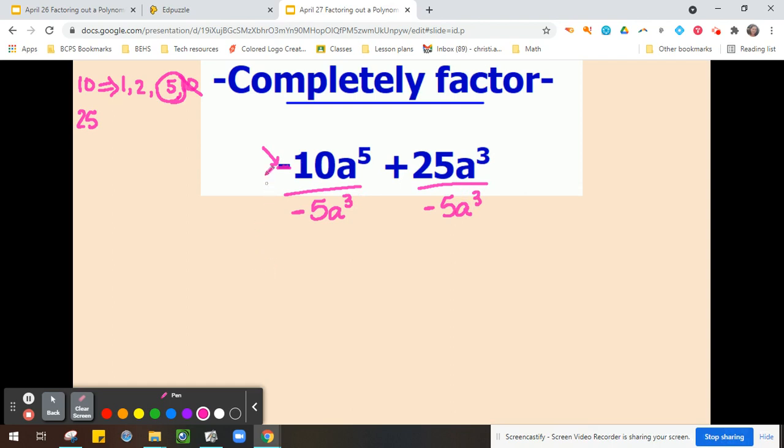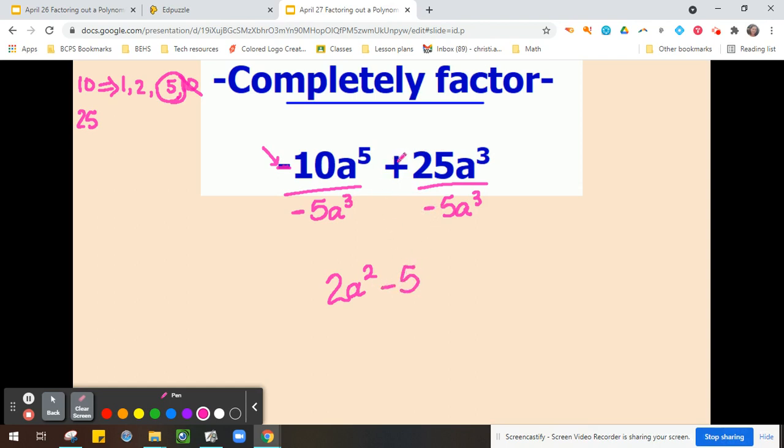Then it's the same process, guys. Look at the terms before you decide if it's positive or negative. Negative divided by negative is positive. 10 divided by 5 is 2. A to the 5 minus 3 is a to the second. And then 25 divided by negative 5 is negative 5.